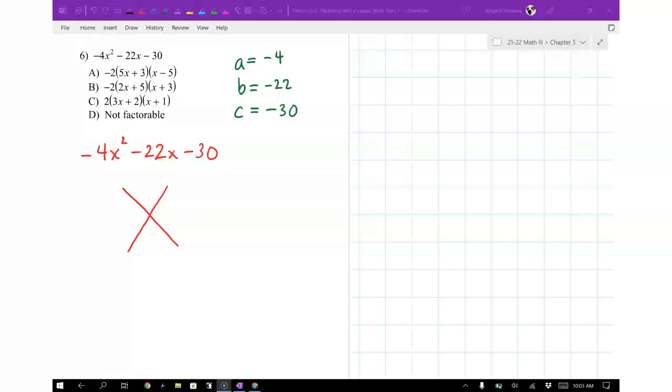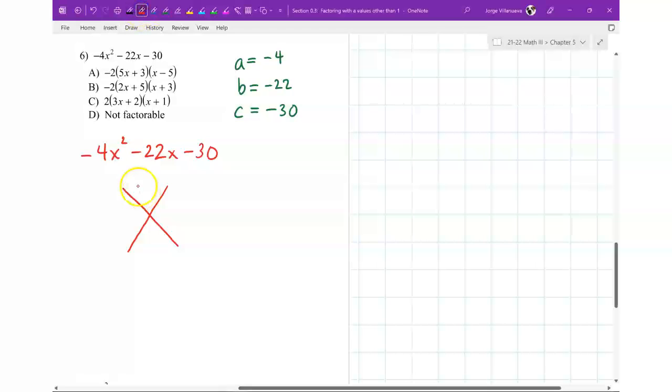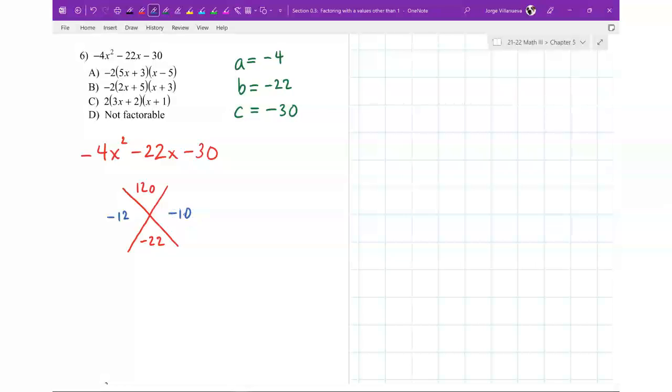A times C is 120. Okay, so 120. And down here, -22. What two factors of 120 multiply to 120 but add up to -22? Does anybody have them? All right, -12 and -10. Good, those are two numbers that multiply to 120 and they add up to -22. So excellent. I'm supposed to divide by -4. So all right, dividing by -4.